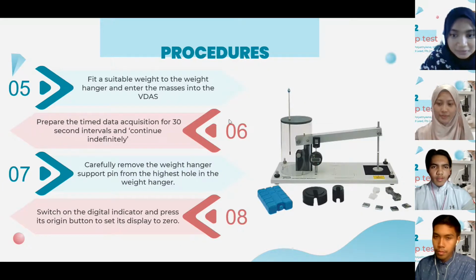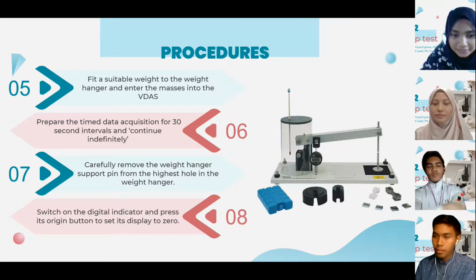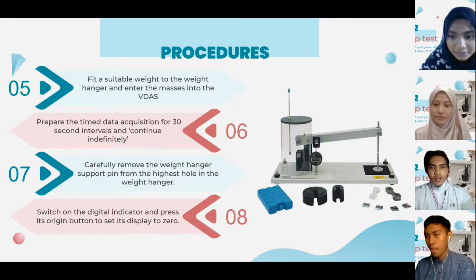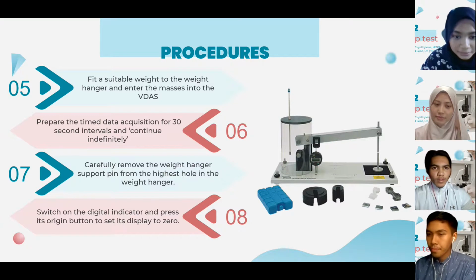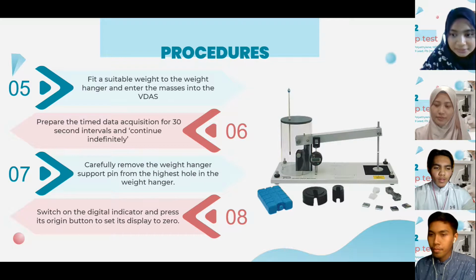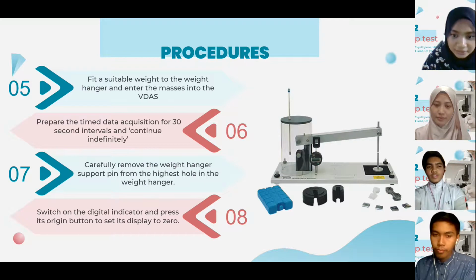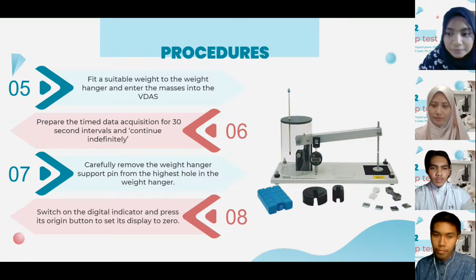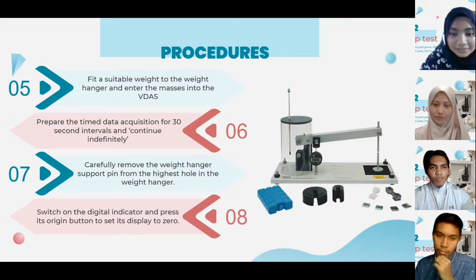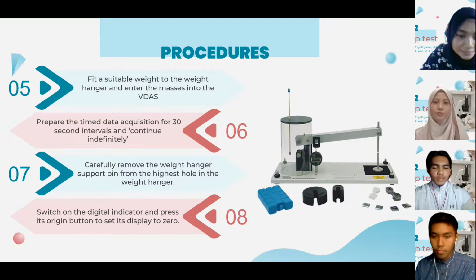After that, we fit a suitable weight to the weight hanger and enter the measures into the VDAS. This step is to give a stress that gives the longest test time allowed. Next, we prepare the data acquisition for 30-second intervals and continue indefinitely. After that, we carefully remove the weight hanger support pin from the highest hole in the weight hanger and start the experiment by switching on the digital indicator and pressing its button to set the display to 0. Please make sure that it is set to work in reverse.